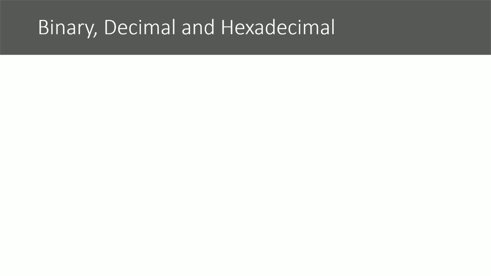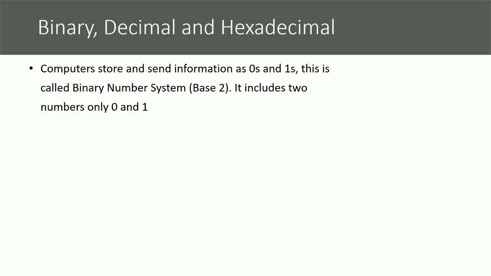Before going further into discussing networks, let's discuss one important subject, which is binary, decimal, and hexadecimal numbers. As we discussed before, computers store and send information as zeros and ones. This is called the binary number system or base 2. It includes 2 digits only, which are 0 and 1. These are the only digits used in computers, and all information is stored and sent by computers using these 2 digits only, which are 0 and 1.